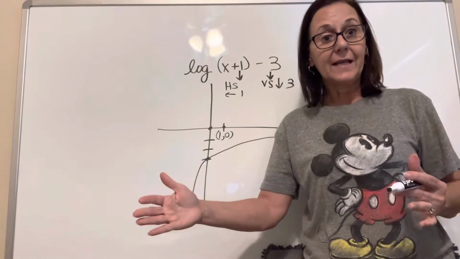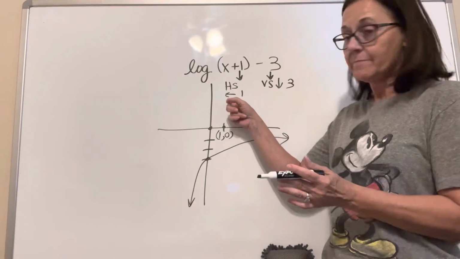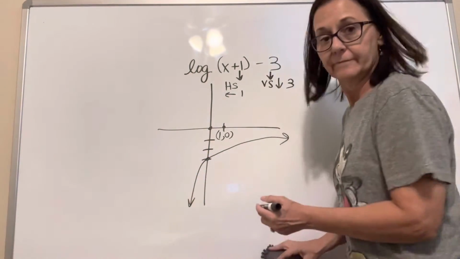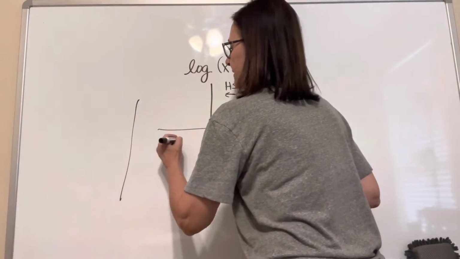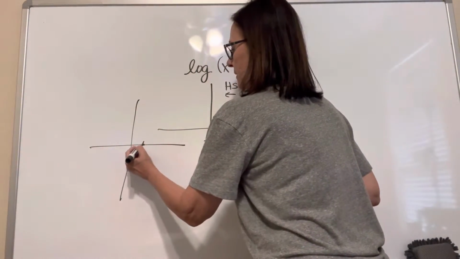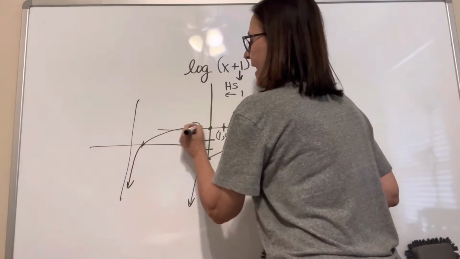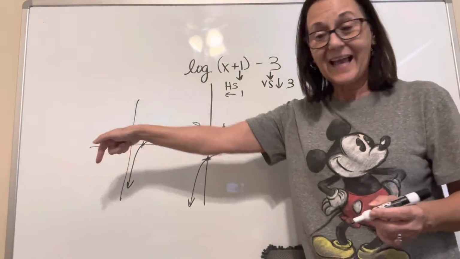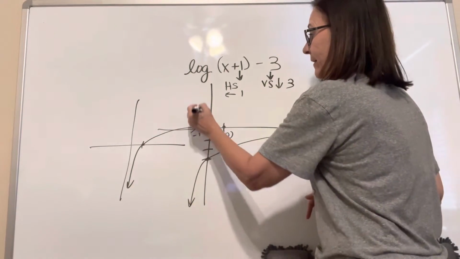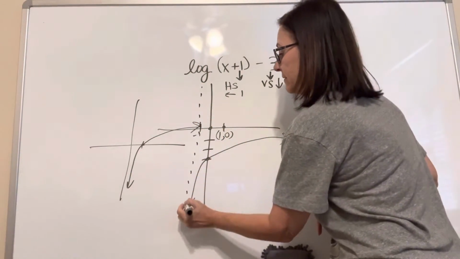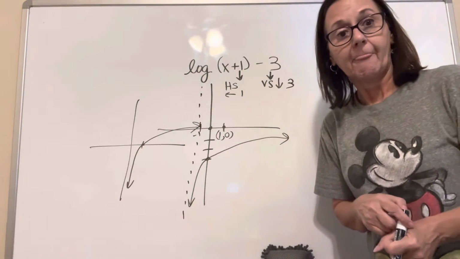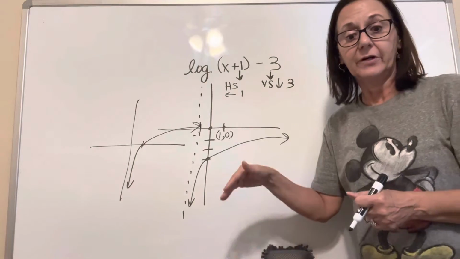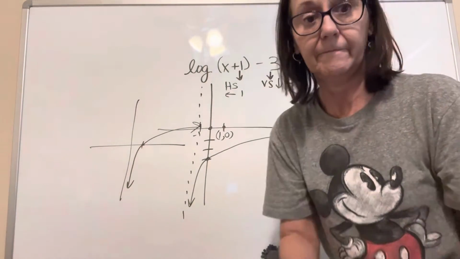So now this also changes my domain. I've shifted my domain back 1. I'm going to draw it over here. So instead of the y-axis being that vertical asymptote, I've moved it back to x is -1, is now that asymptote that it approaches but never equals. Got it?